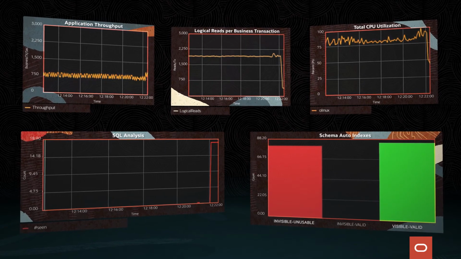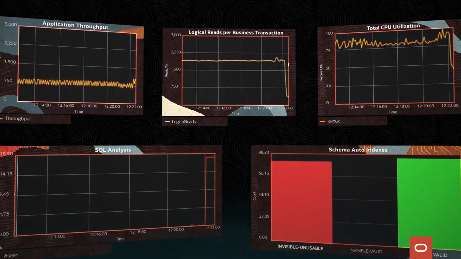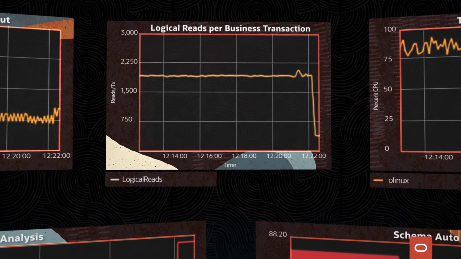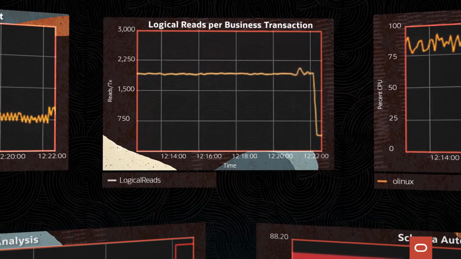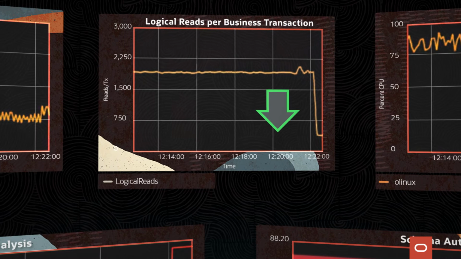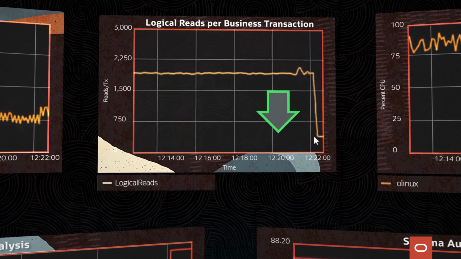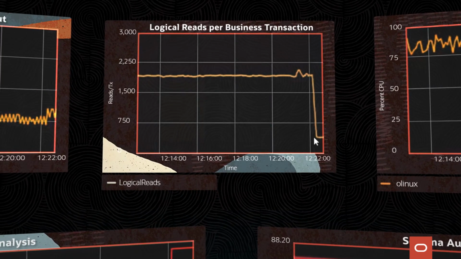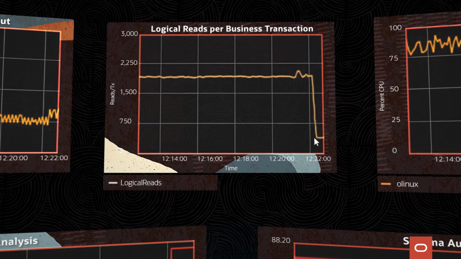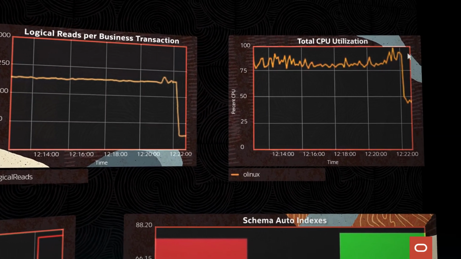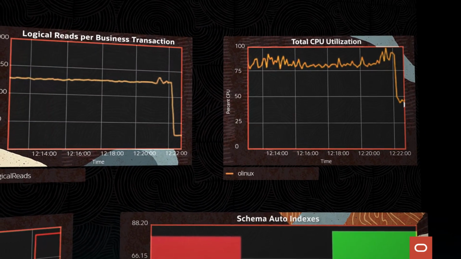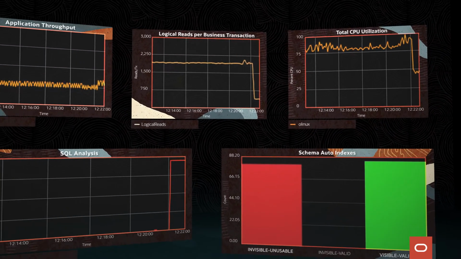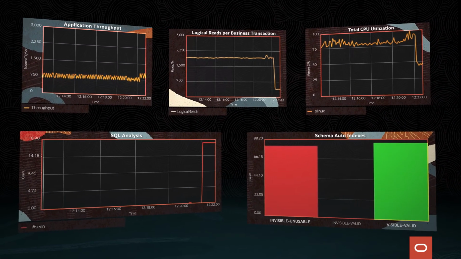And we have just achieved what we were looking for, in that the cost, if you like, the logical reads per business transaction has now dropped very significantly. So in other words, it takes far less machine resource now to process each business transaction. You'll see that the CPU utilization has dropped. And the business transaction rate is pretty similar.